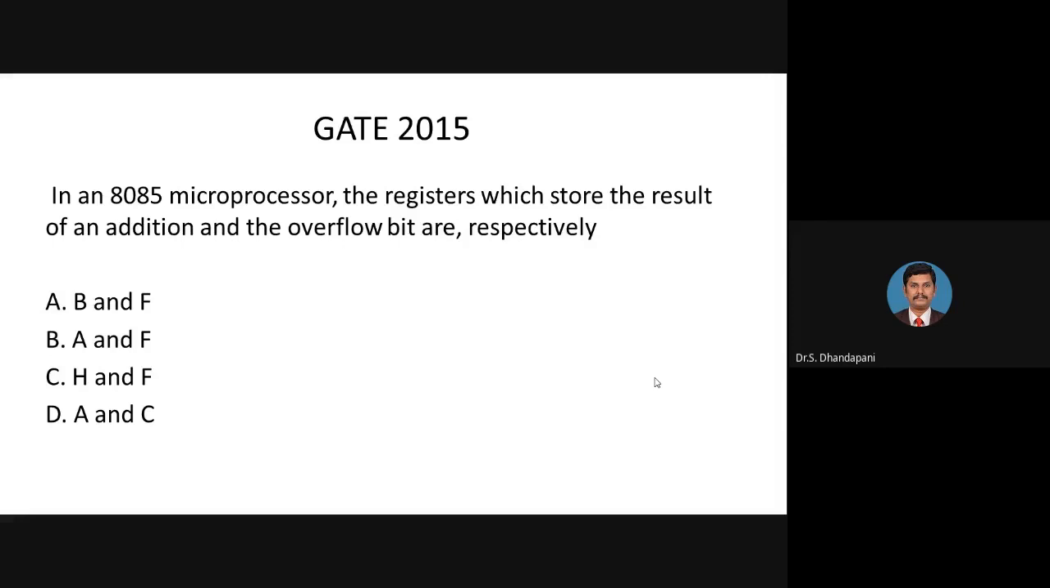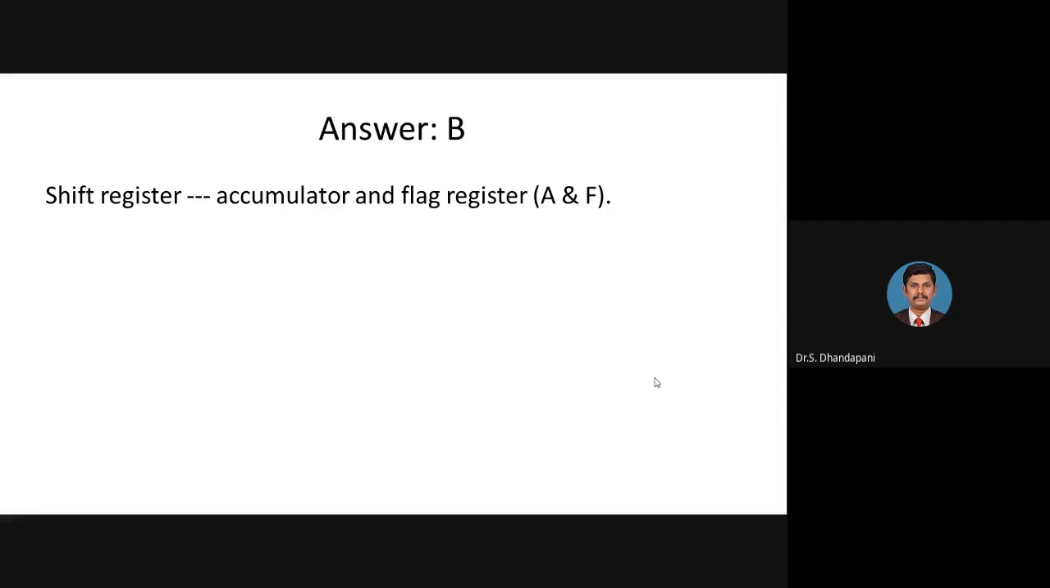After addition, usually the answer will be stored in the accumulator. So one of the answers is accumulator. The overflow bit will be stored only in the flag register. So the correct answer is A and F, that is accumulator and flag register. So B is the correct answer.